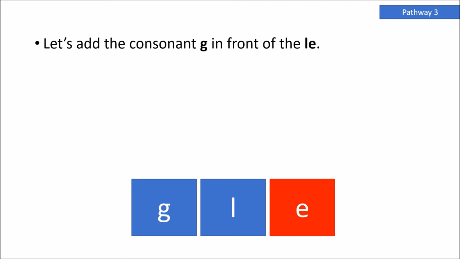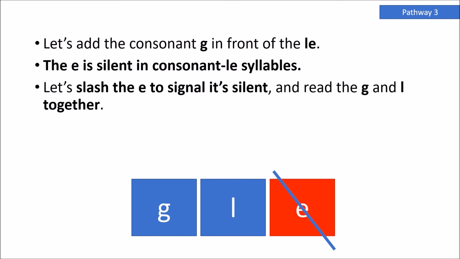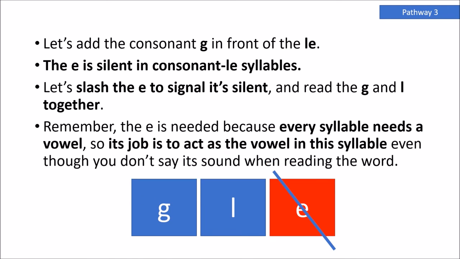Let's add the consonant G in front of the LE. The E is silent in consonant LE syllables. Let's slash the E to signal it's silent and read the G and L together. Gull. Remember, the E is needed because every syllable needs a vowel, so its job is to act as the vowel in the syllable, even though you don't say its sound when reading the word.